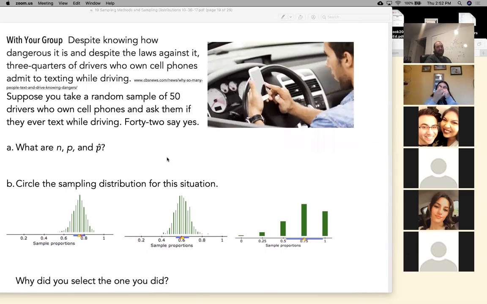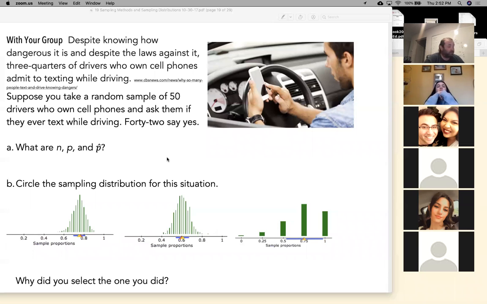Despite knowing how dangerous it is, and despite the laws against it, 3/4 of drivers who own cell phones admit to texting while driving. That 75% admit to texting while driving. Do you think there are people who do it who will not admit to it? So probably the true value is much higher.